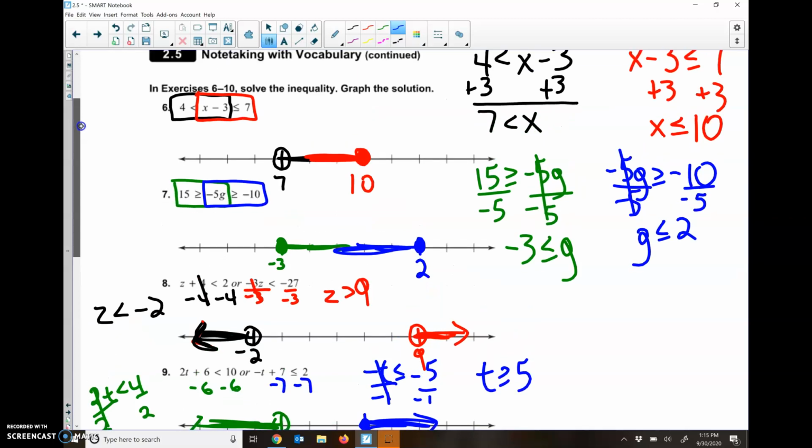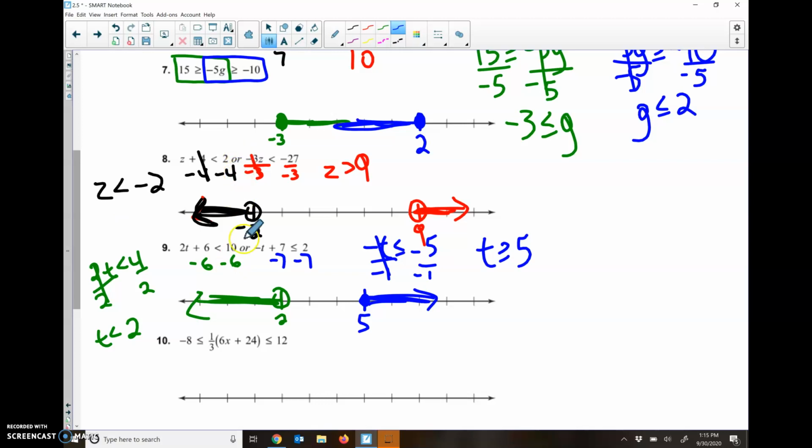These are AND problems. They go towards each other on the graph. They're shading in the middle. These are OR problems. They say OR. And when I shade them on a graph, they go away from each other.